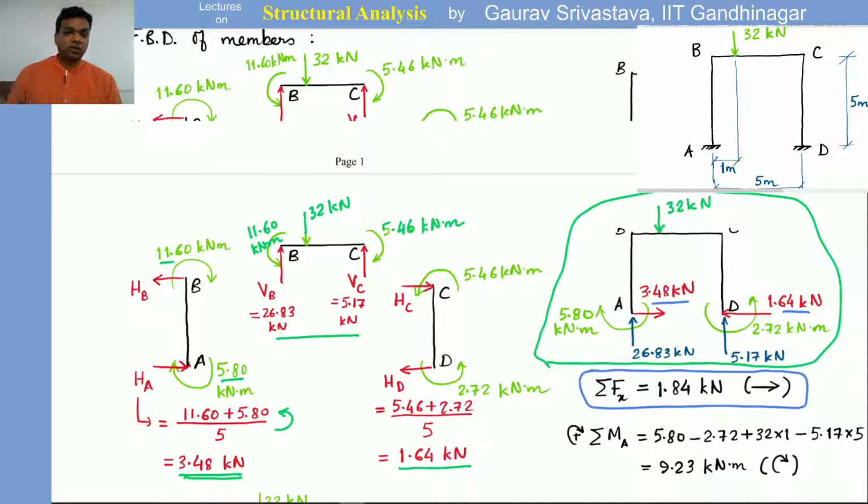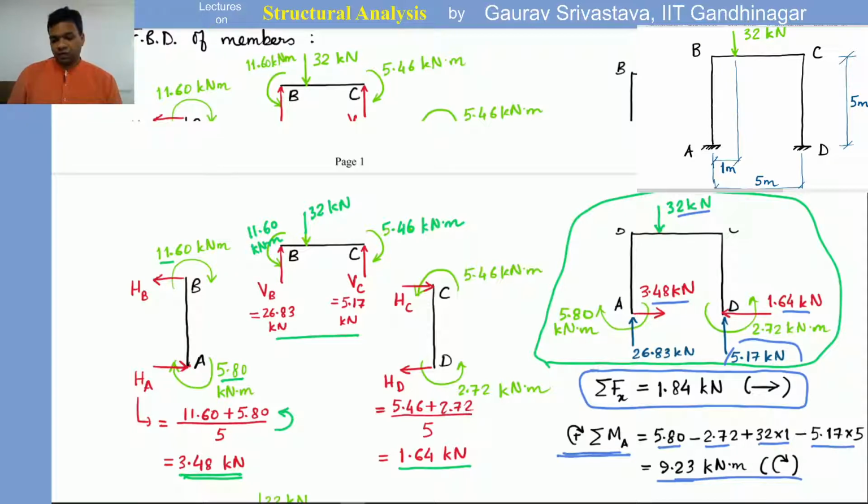So there is a net force on this frame. Although we have solved it by equilibrating the joints through moment distribution, there is a net force acting, which means there is some problem. Similarly, if we take moment about point A, that will be 5.8 minus 2.7 plus 32 times 1, which is the moment of the applied load, minus 5.17 times 5, from this vertical reaction. So we see that there is a net moment of 9.23 kilonewton-meters in the clockwise direction.